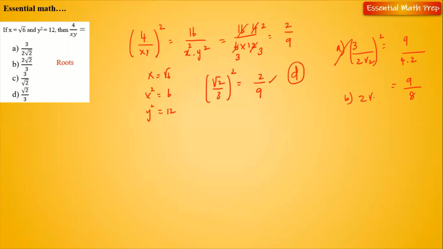2 root 2 over 3. Well, that's quite the opposite of what we just did. Doesn't matter, let's do it anyway. It's 8 over 9, that's not what we want either. Let's go to C, it's 3 over root 2. In fact, the opposite is what we want, so it's 9 over 2. That's not what we want either. We want 2 over 9, so C is incorrect, so D is it.